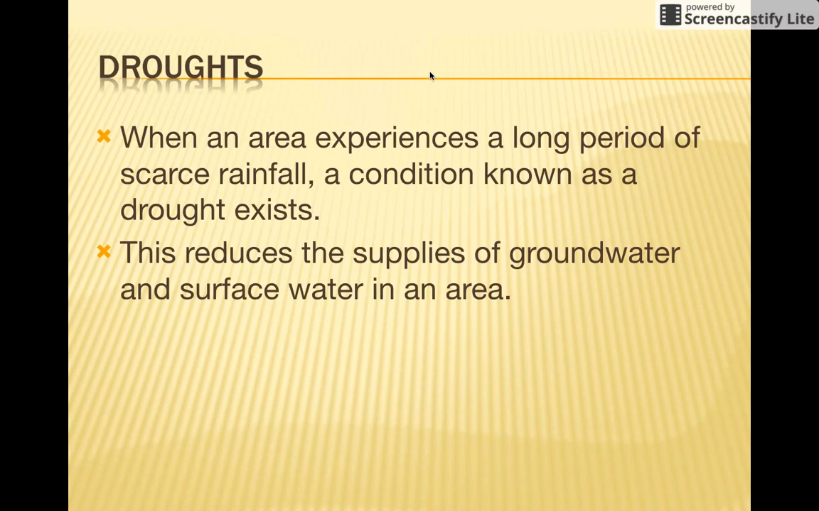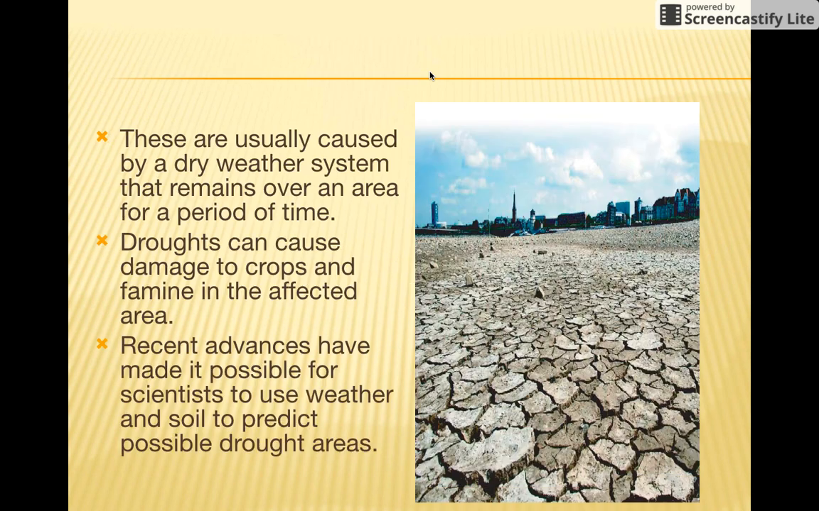So a drought is when an area experiences a long period of scarce rainfall. A condition known as a drought exists. This reduces the supplies of groundwater and surface water in an area. So it can almost be summed up as when an area has gone a long time without rain or without precipitation in general. That's generally what causes a drought.